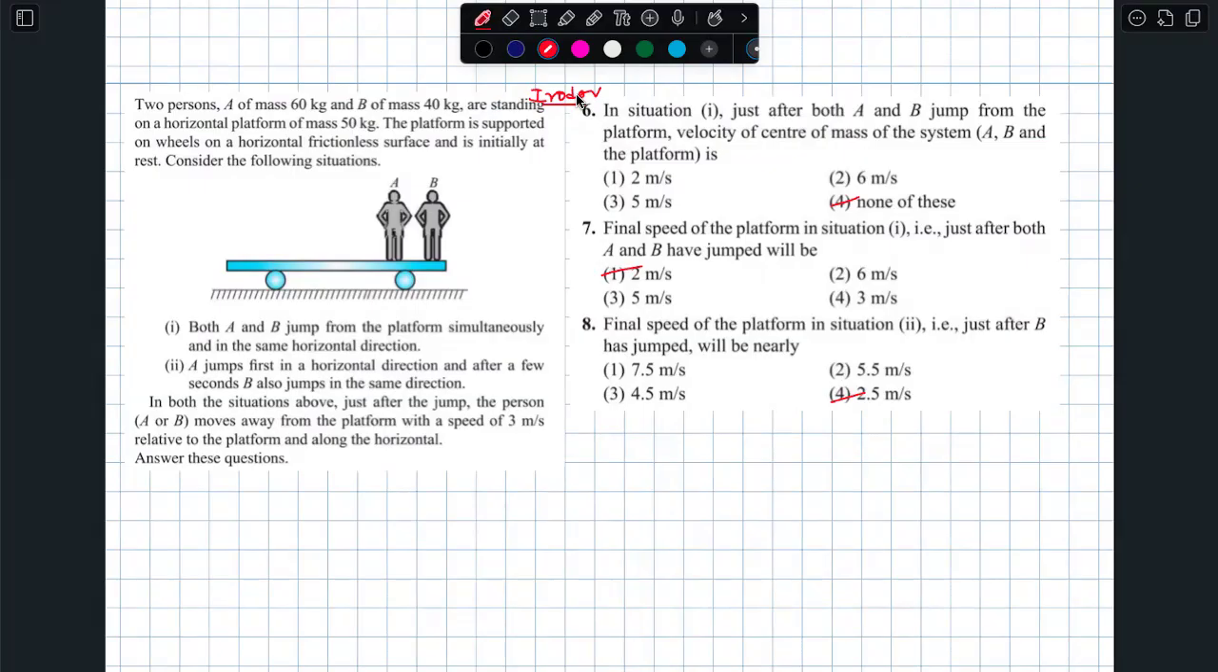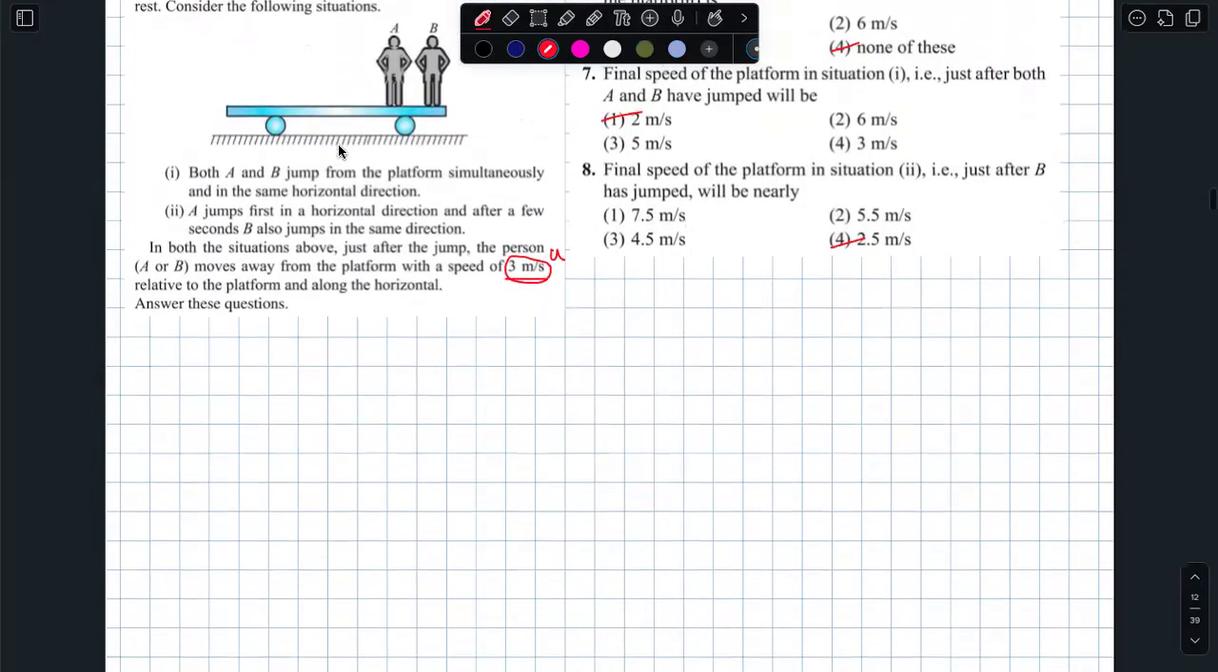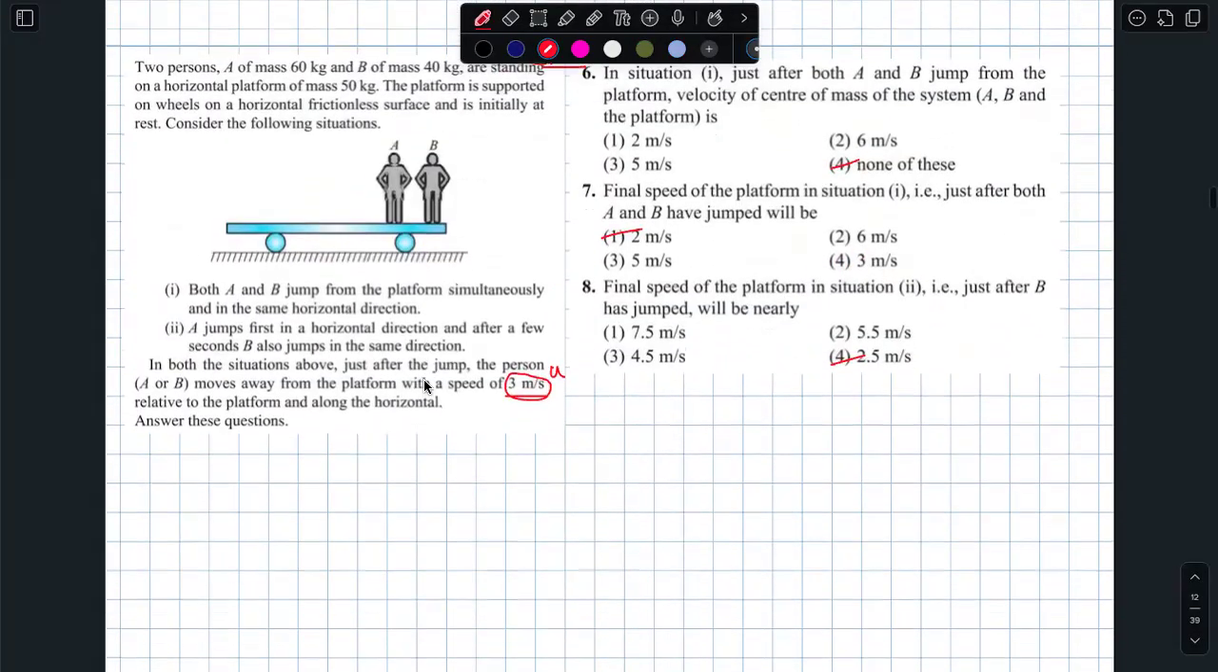A jumps first in a horizontal direction, and after a few seconds, B also jumps in the same direction. See, on both occasions, they will jump with respect to the platform at 3 meters per second. We will call this U for a while. And masses are also different, platform mass is also different. Now let us take the first case, question 6.